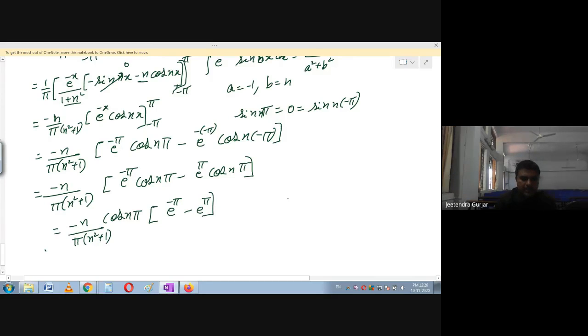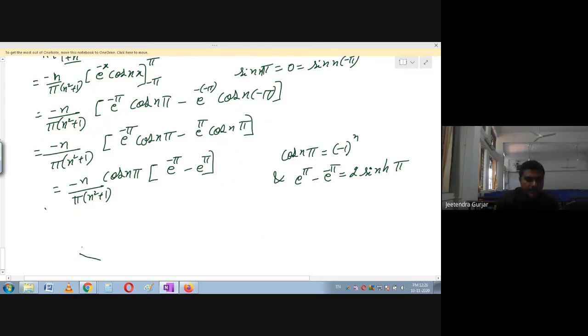Please remember another formula I already told you. Once again I will repeat the formula, that is cos n pi will always be equal to minus 1 raised to n. And also remember e raised to pi minus e raised to minus pi is already in the formula they have given, that is 2 sinh pi. So it's hyperbolic sine. Please remember this. So now you can substitute the values, friends.